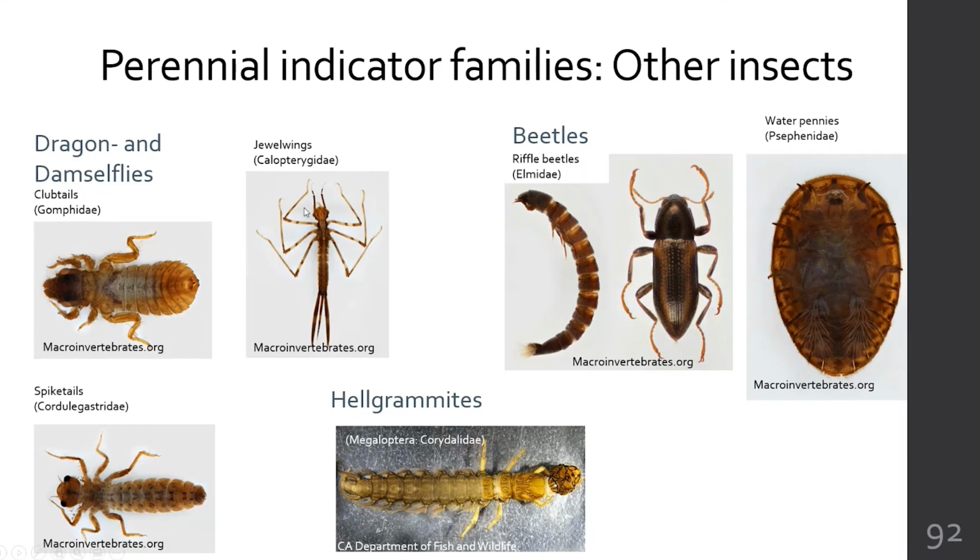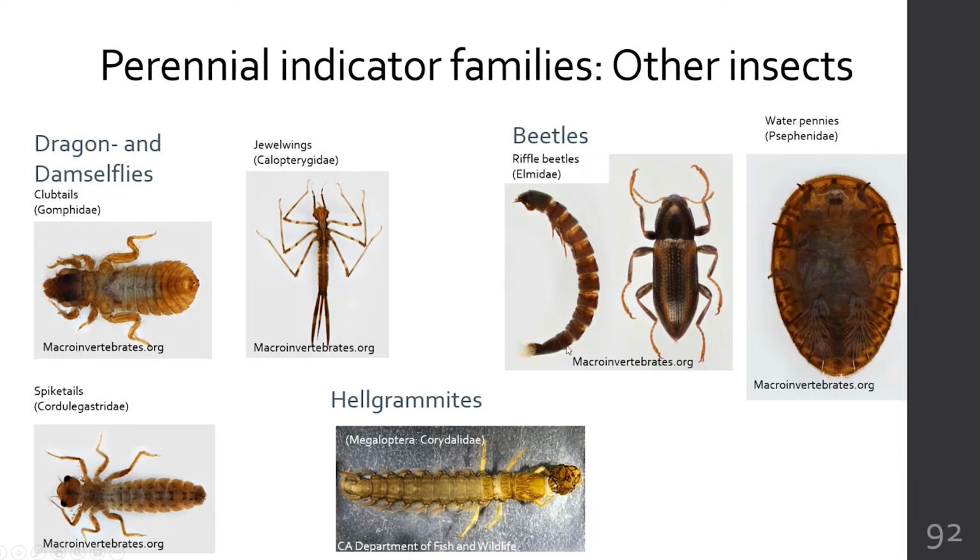You can see the jewel wings. They have a very long first segment of their antennae, so that's how you know this family. And beetles are a very diverse group, but 2 of the most distinctive beetles are the ones that are perennial indicators. The elmids, which are small and C-shaped.